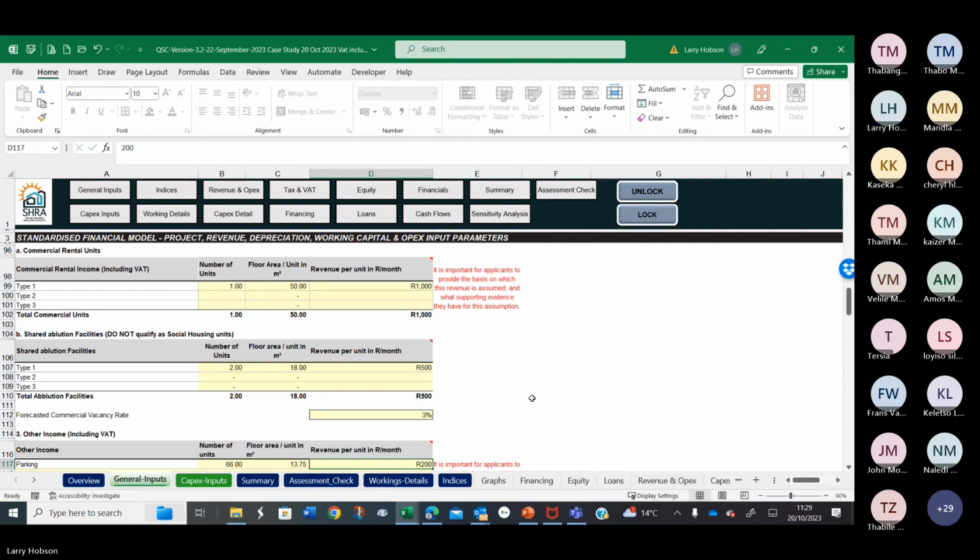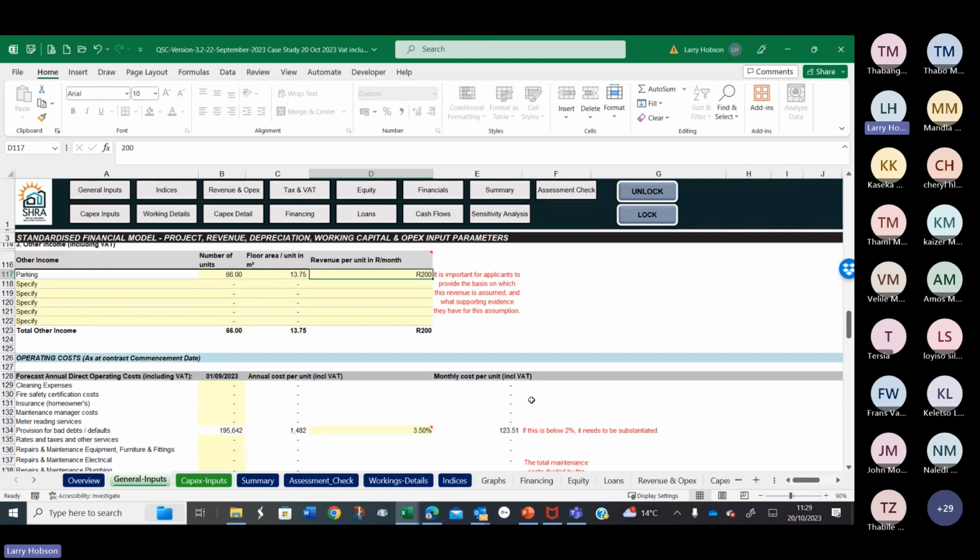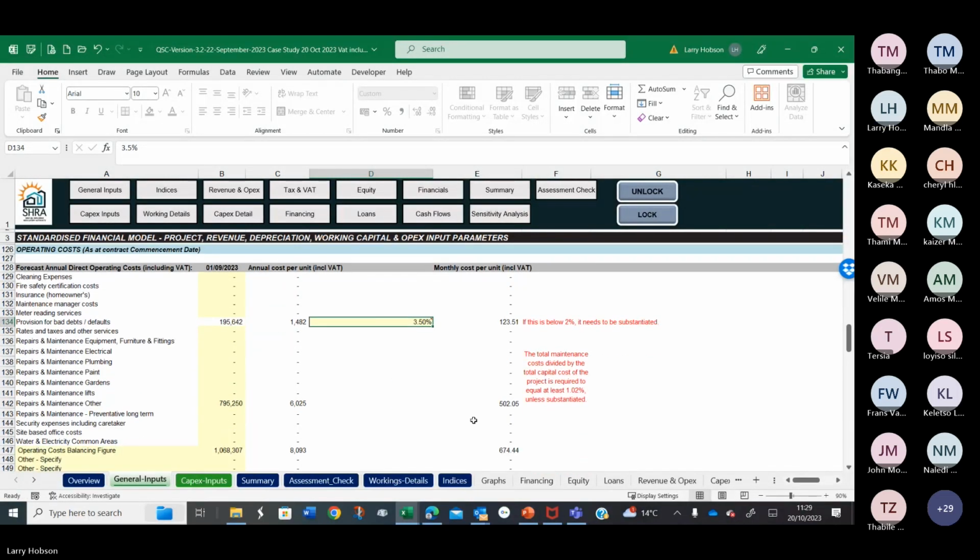So there we've increased that. Our provision for bad debts is already quite slim. I wouldn't feel comfortable going to a lower number for provision for bad debts. Our maintenance, we can't go any lower than the 1.02 that was set.